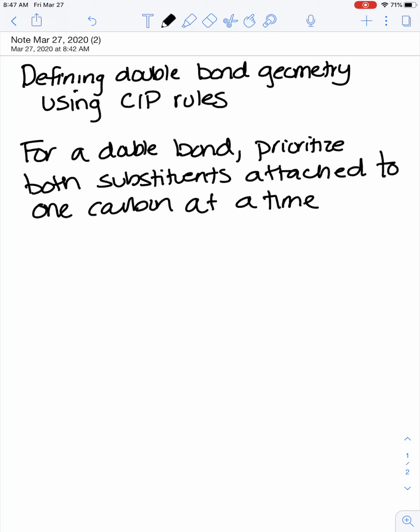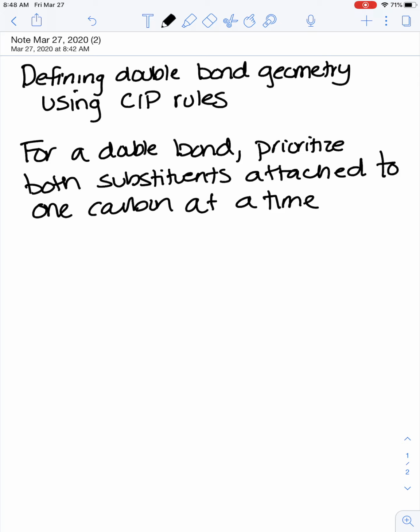So remember, with the CIP rules, something with a higher atomic number will have a higher priority than something with a lower atomic number. Also, if you have a large carbon chain, you work down that carbon chain and find the tiebreaker, which will help you prioritize the substituents.